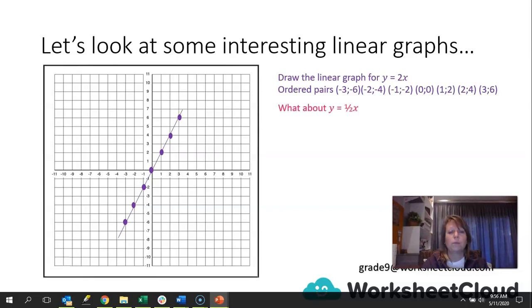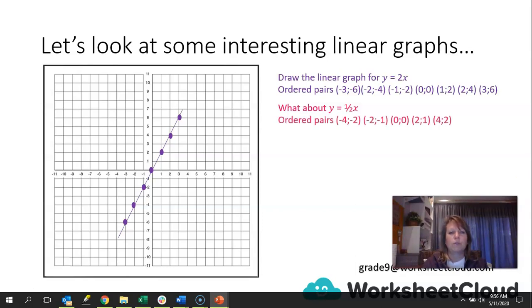Okay, the next one, what happens if you've got y is equal to half x? The point of origin is still 0. Okay, there's nothing added on here, so it is 0. But our gradient is not the same, and it's also not opposite.